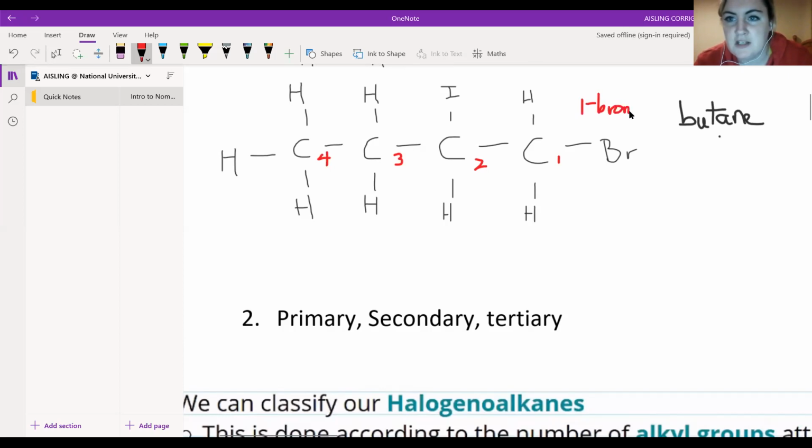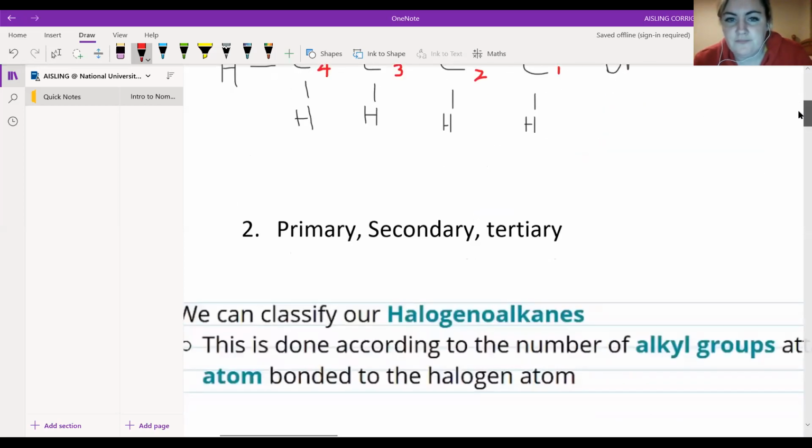You might as well write it down with me. Dash, 2 dash iodo. Dashes are very important. You will not get the marks if you don't put them down. Iodo dash butane. So just to be really clear, 1 dash bromo dash 2 dash iodo dash butane. Very, very important.